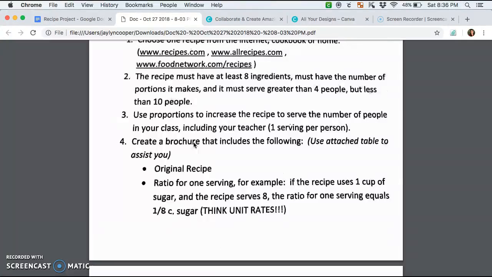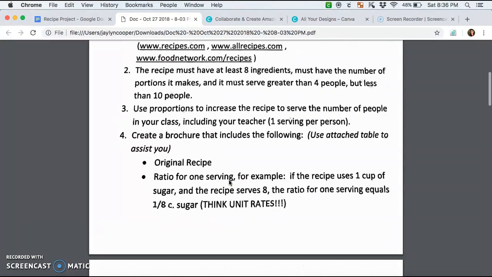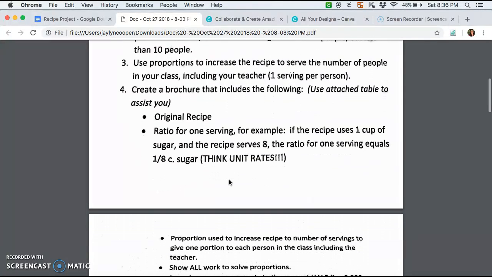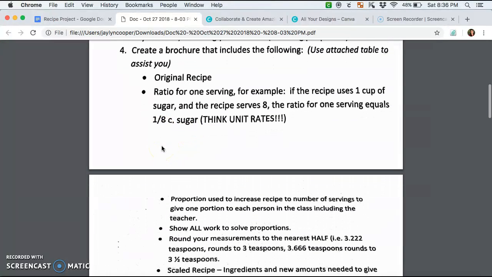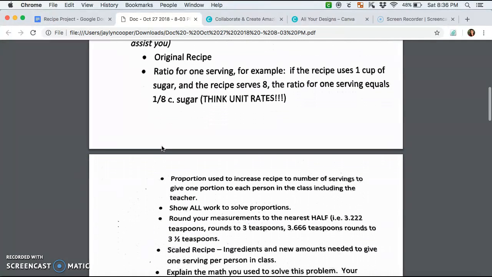And we are going to do that using Canva, and I will get to that in just a minute. So your brochure has to include the original recipe, the ratio for one serving. So you're going to have to break down each ingredient. So for example, if the recipe uses 1 cup of sugar, and the recipe serves 8, the ratio for one serving equals 1/8 cup sugar. So you're thinking about how much you would need basically per person.